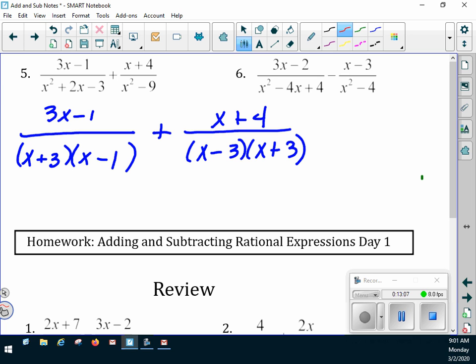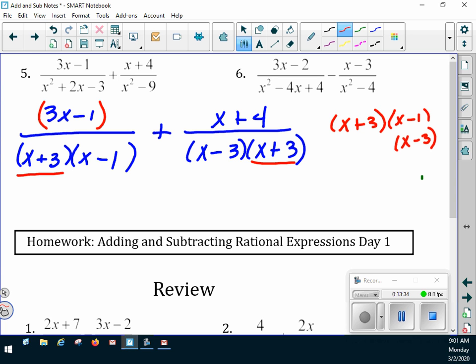Okay, let's start thinking about our common denominator. Good. I got an x plus 3 that's the same. Nothing else is the same, so I just have to write everything else down. X minus 1 times x minus 3. Okay. That's quite a bit. What's this first fraction need?